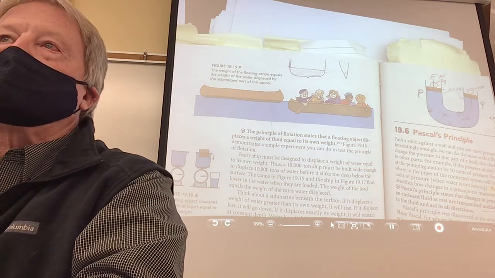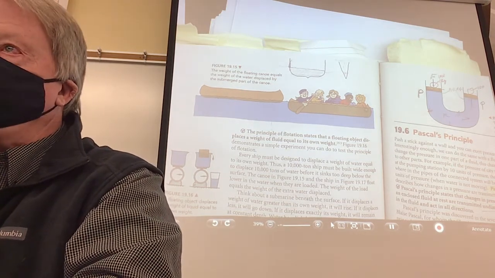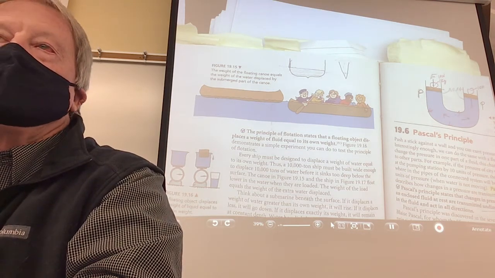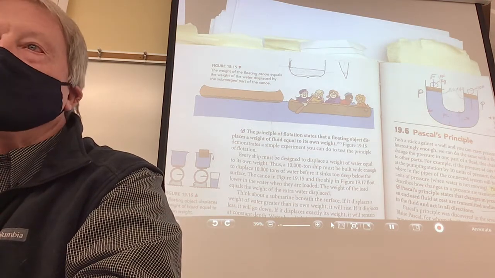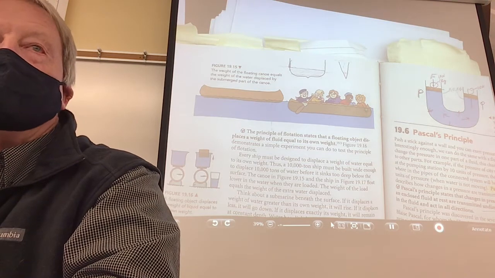Good test question. An object put in the water will sink until blank equals blank. Buoyant force equals the weight. Yes. When buoyant force equals weight.